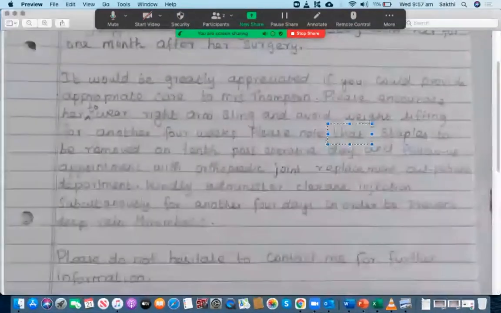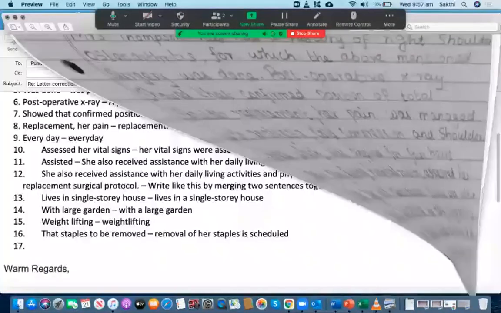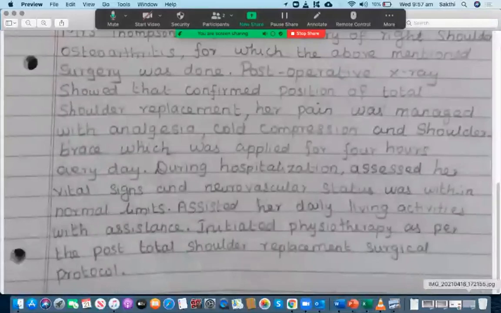Okay, sorry, it's here. Please note, removal of her staples is scheduled on the 10th post-operative day. You can say "in 10 days." "On 10th post-operative day" makes it really complicated to understand. You wrote a hyphen between post and operative, but it's not needed. You can simply say "in 10 days." So, removal of her staples is scheduled in 10 days. Simple. All right, let's go to the next one.